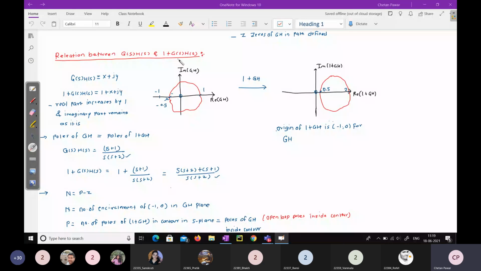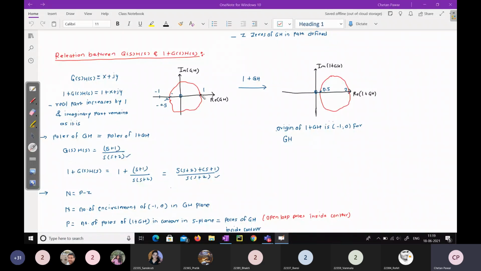Now, for example, if the open loop transfer function is x plus jy, and this is the mapping of the contour in the S-plane into the GH plane for this particular open loop transfer function. So this is the contour in the GH plane, you can see. This point is minus 0.5, this point is 1.